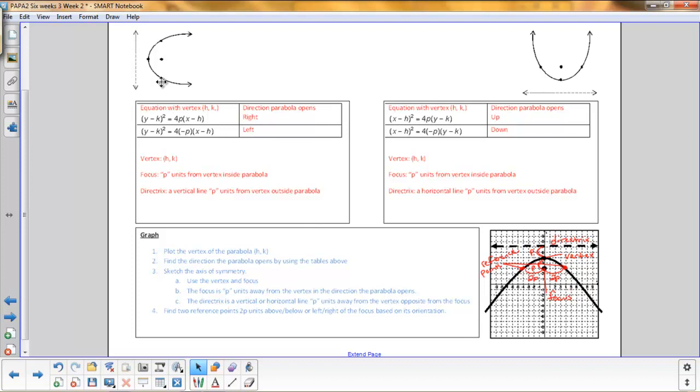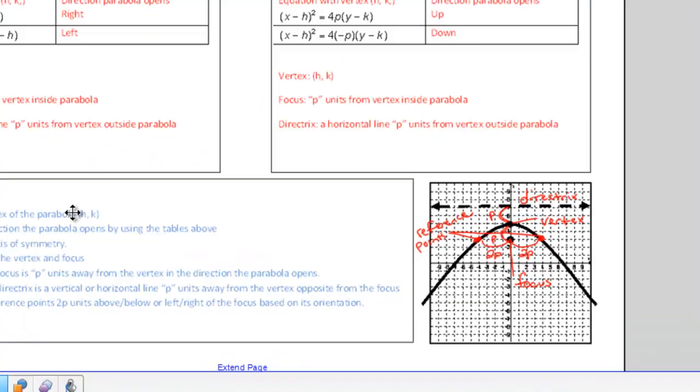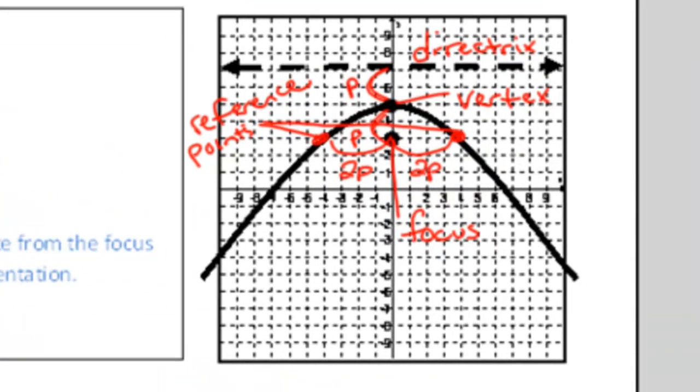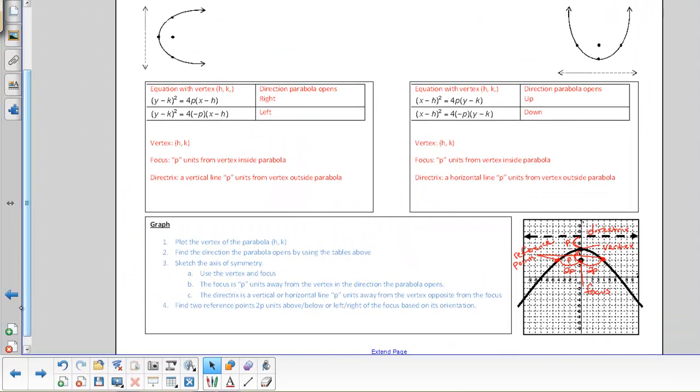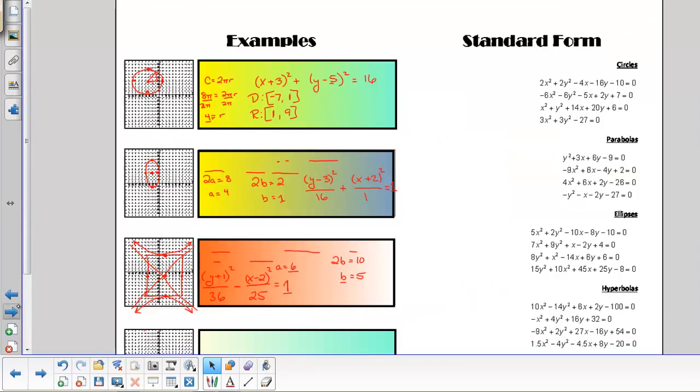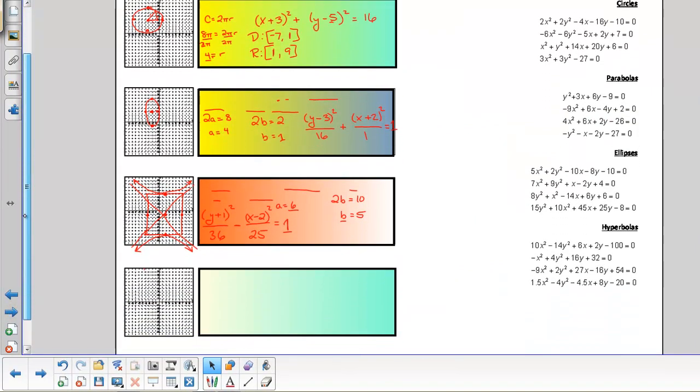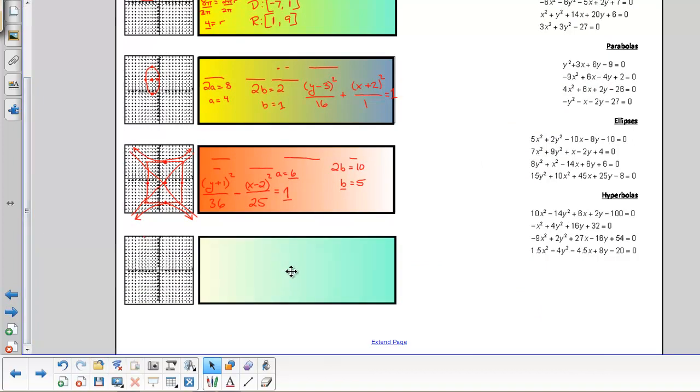You'll notice back up here in the example drawings, the reference points are given, and so you can see the difference between the reference points based on the orientation of the parabola there. All right, next we'll move on to the example. The example is the 4th example on your page.